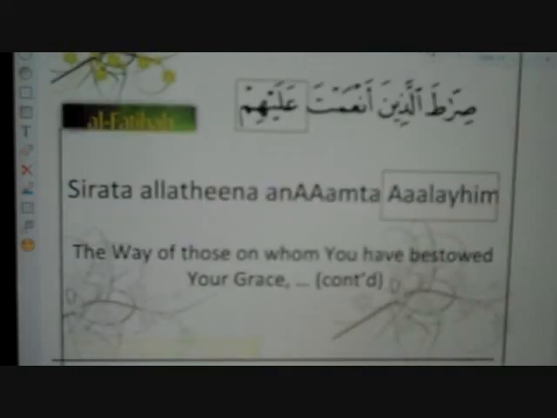The last word here is alayhim, and not with a different pronunciation. And this is not a madd here, because the ya does not have a kasra before it. So alayhim, him.